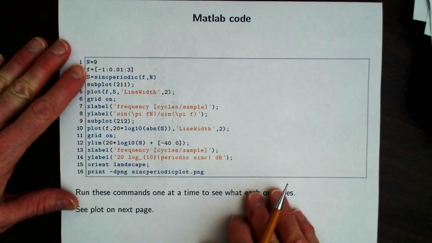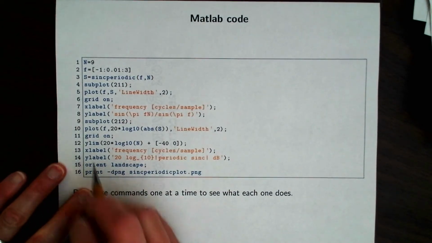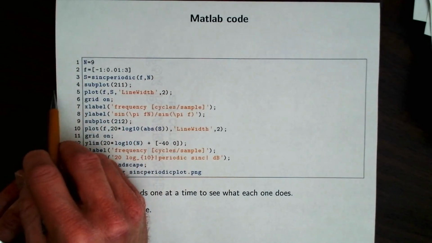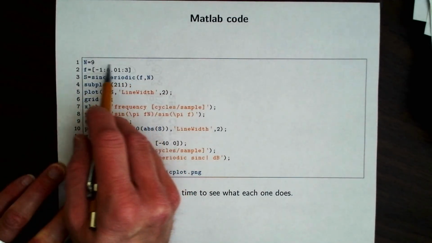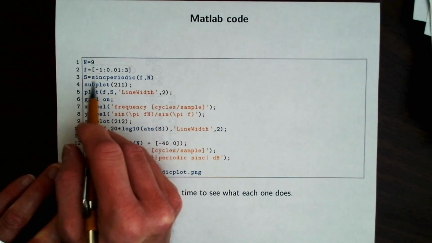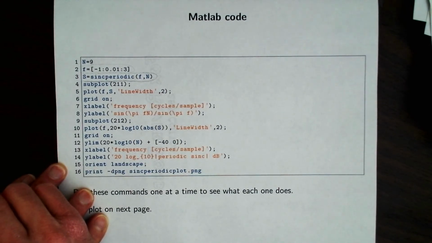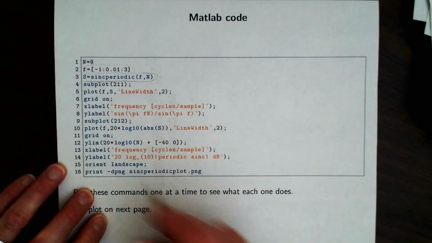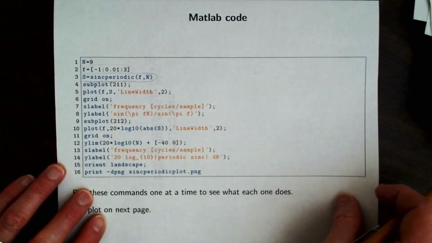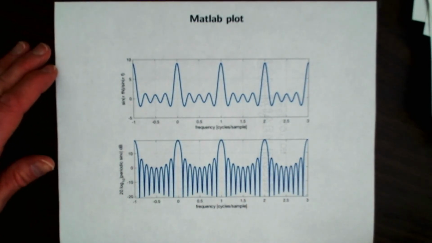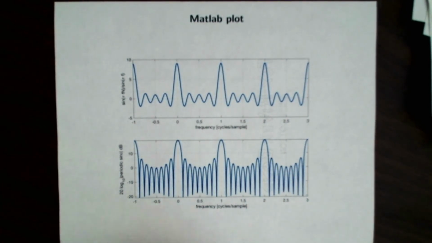Now we can use that to make a plot. Here's a piece of MATLAB code that will then plot this function. Only the first 3 lines are really important here. So I set the value of capital N to 9. I evaluate at a whole bunch of frequencies between -1 and 3. And then I call this function sinc periodic, the one we just wrote, to capture the values of the function. The rest of this is just plotting code. If you run that code, you get a plot that looks about like this. And that's all I wanted to say about plotting.